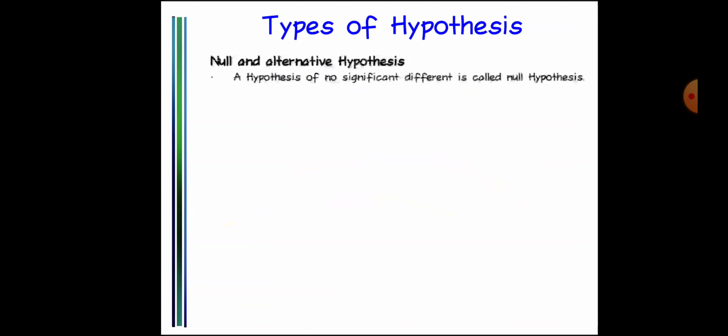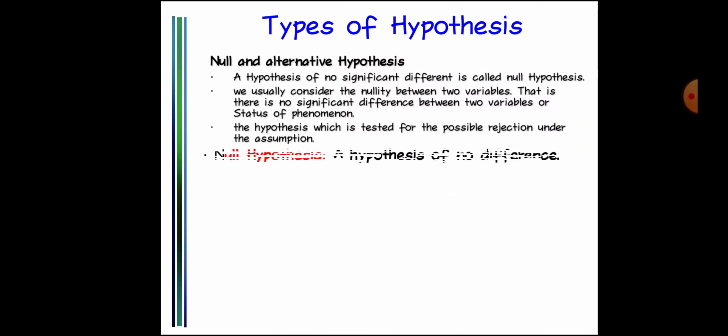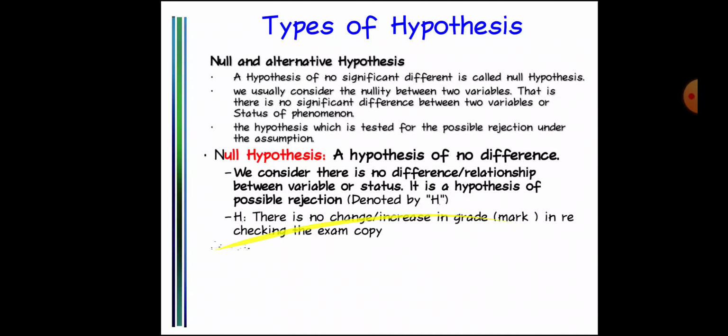Types of hypothesis: null and alternative hypothesis. A hypothesis of no significant difference is called a null hypothesis. We usually consider the nullity between two variables. That is, there is no significant difference between two variables or status of a phenomenon. It is the hypothesis which is tested for possible rejection under the assumption.